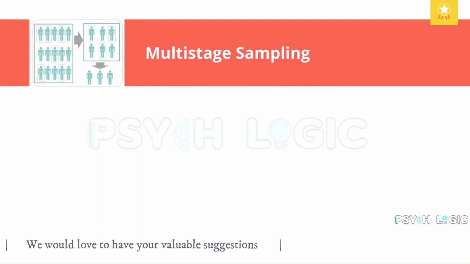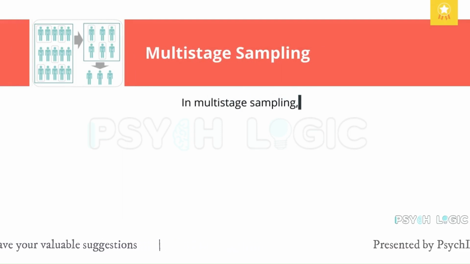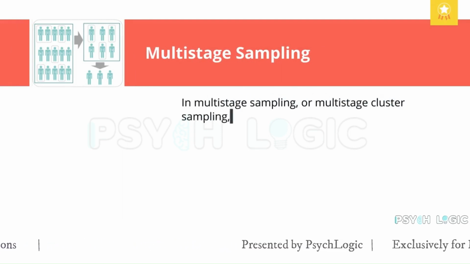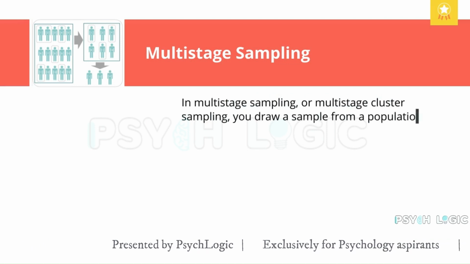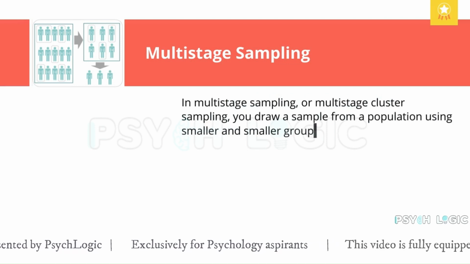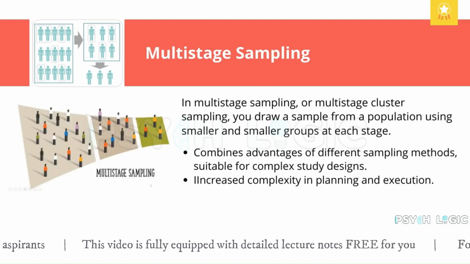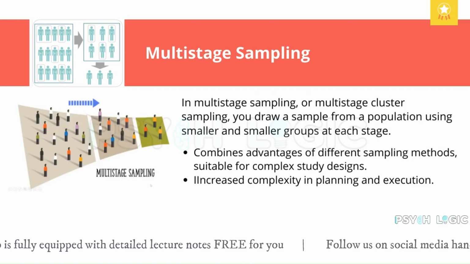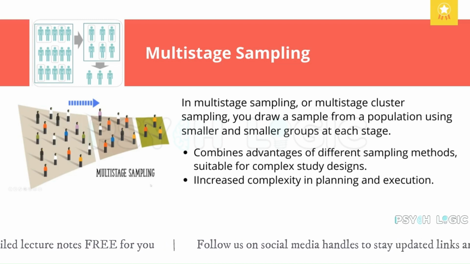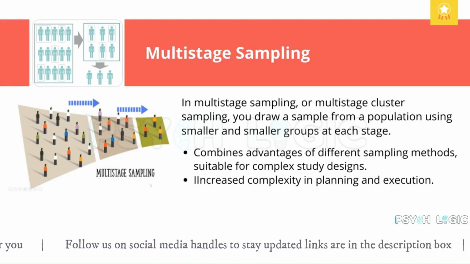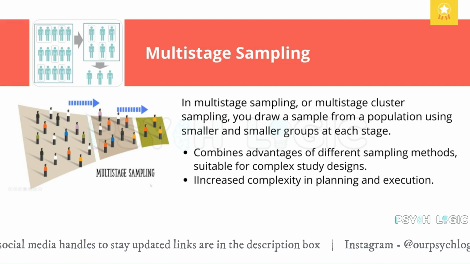Moving forward with multi-stage sampling. In multi-stage sampling, or we can say multi-stage cluster sampling, you draw a sample from a population using smaller and smaller groups at each stage. For example, this is your population. Now you have made a smaller subgroup out of this population, and out of those subgroups, you are again dividing your subgroups into much smaller groups.